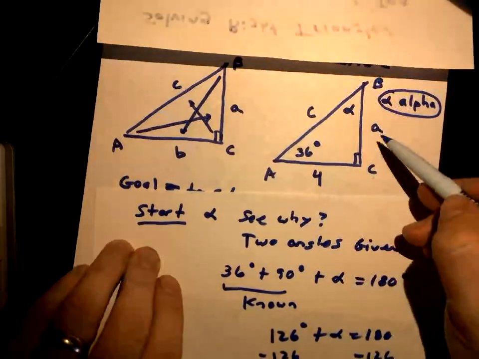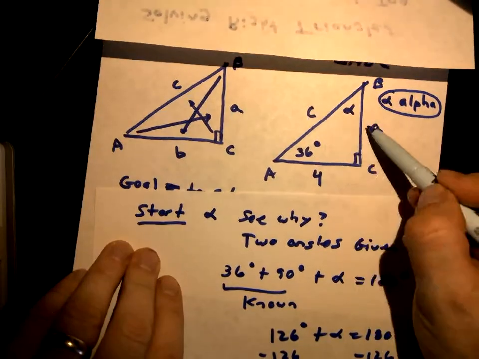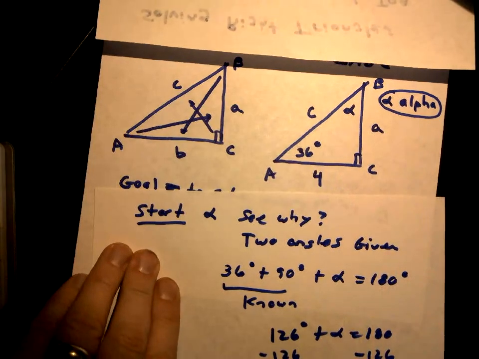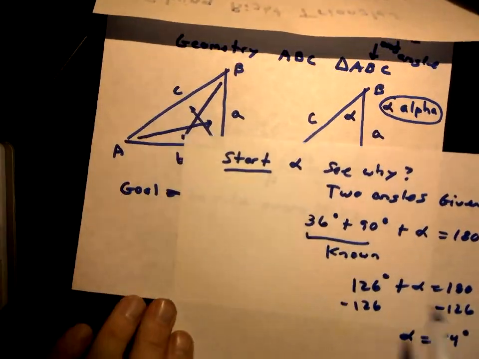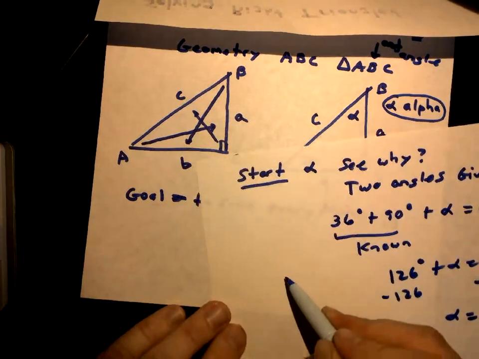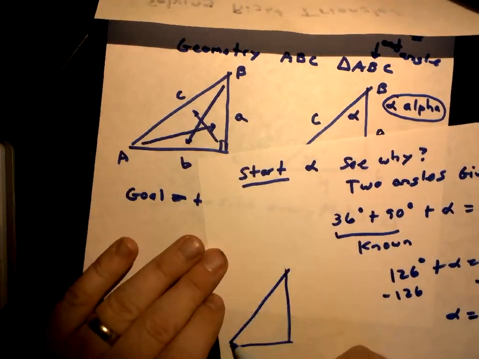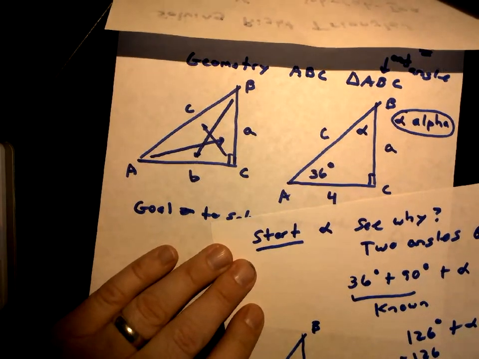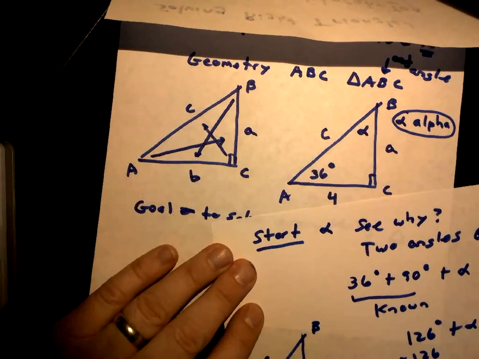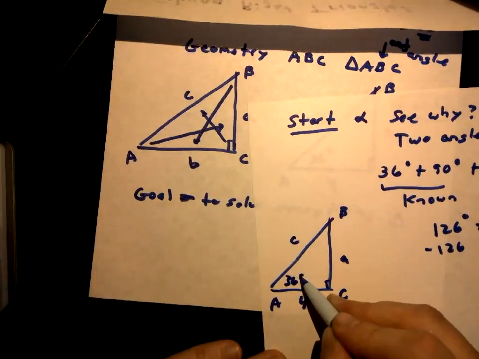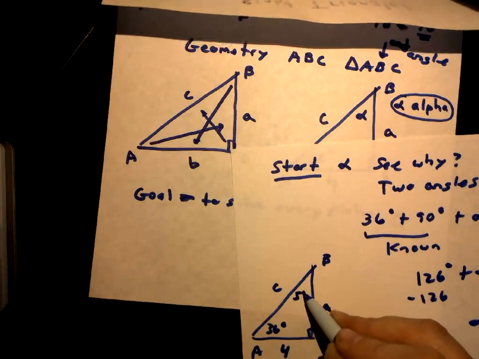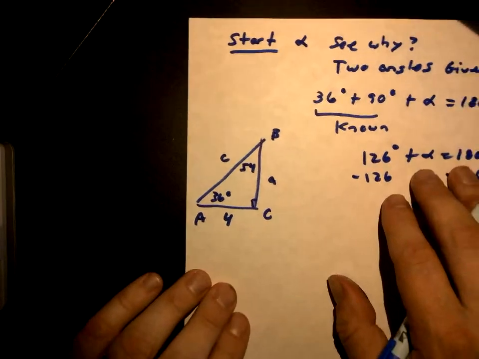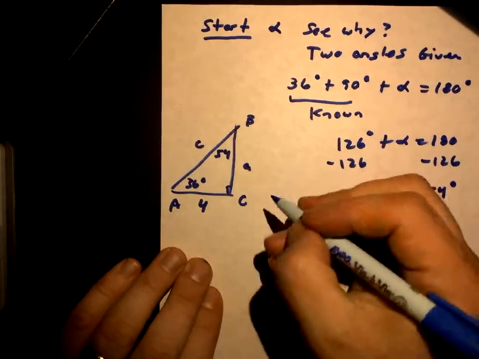And now let's go ahead and find this A and C. We know all the angles. Let's find A and C. Well, remember, if you look at it, I'm going to redraw it here because I think this will be a lot easier to see. So this is A, this is C, this is 4, this is 36, and this is, believe it or not, 54 degrees.